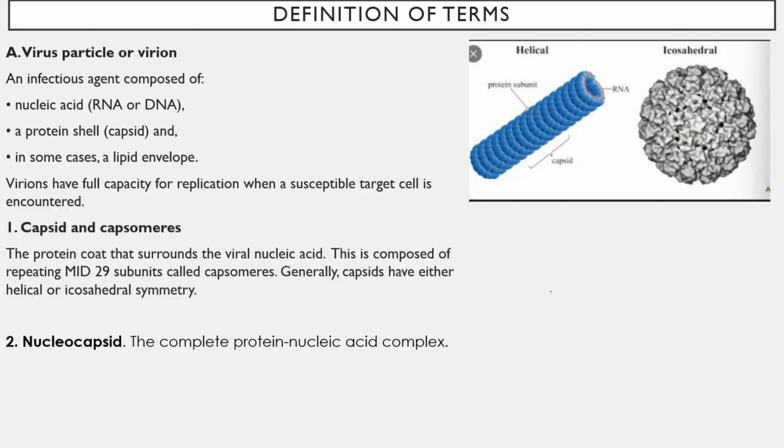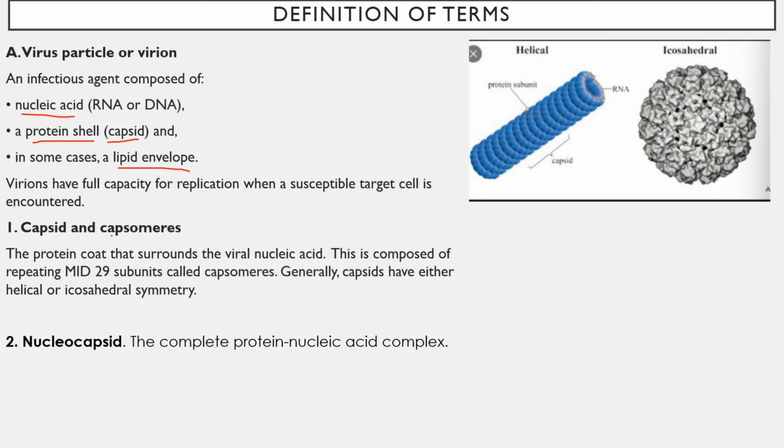Now let's go to the definition of terms class. So let's start with your virus particle or your virion. Now when you say virus particle or virion, this is an infectious agent composed of either RNA or DNA. If you still remember in your mol bio, if it's RNA or DNA, they are both known as nucleic acid. So your nucleic acid could be RNA or it could be DNA. Now, your virus is also composed of a protein shell known as a capsid. And in some viruses class, they would have a lipid envelope. Virions have full capacity for replication class when a susceptible target cell is encountered.